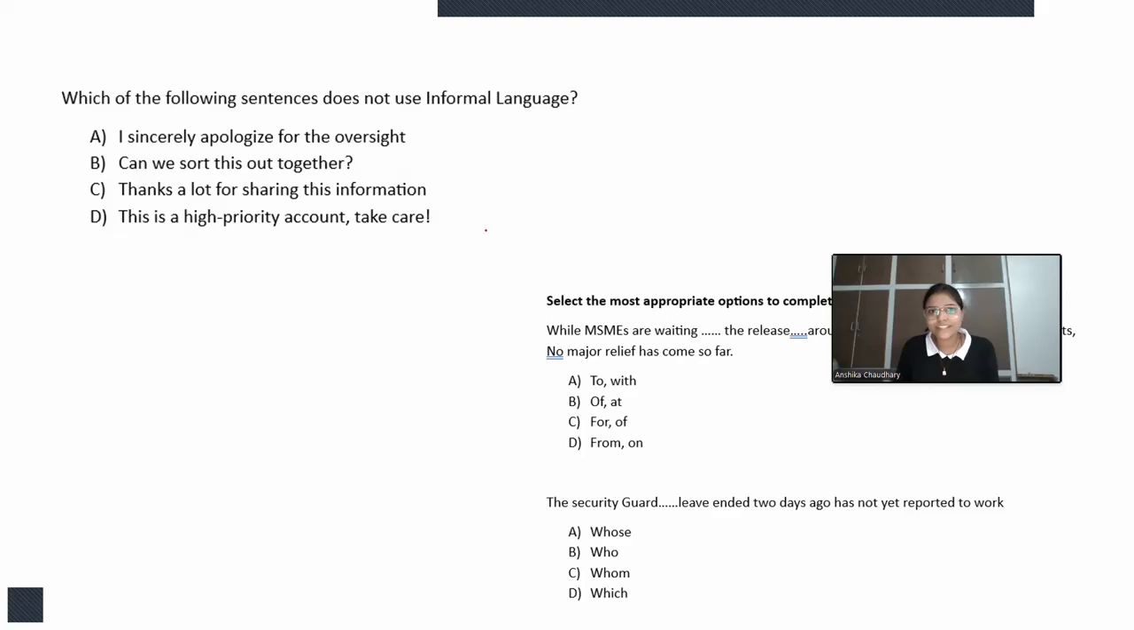Which of the following sentences does not use informal language? That means we have, like, does not use informal language.